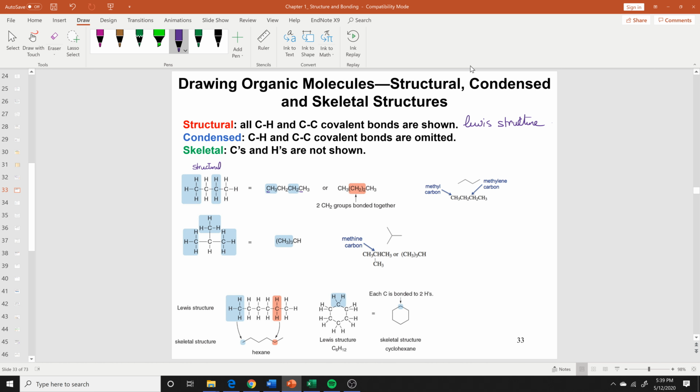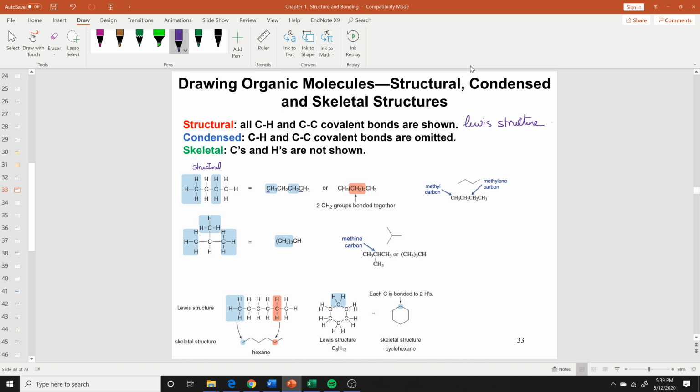Now, I can go further and condense it further since it's called condensed. Since I have 2 groups that are the same, I'm going to link them together in brackets and then 2. This means that I have 2 CH2s and then a CH3. So I have a CH3, 2 CH2s and a CH3. This is the condensed form for this structural formula.